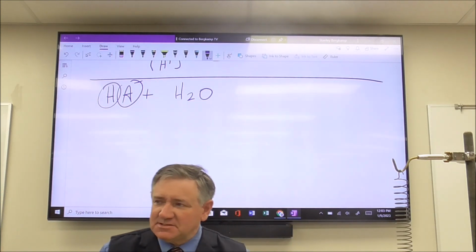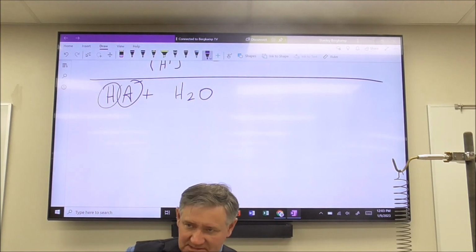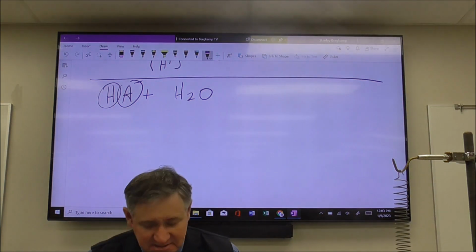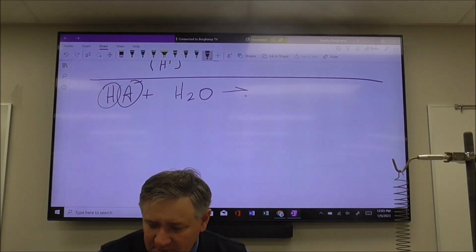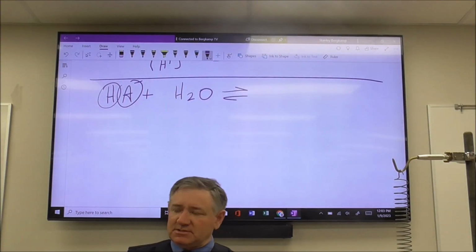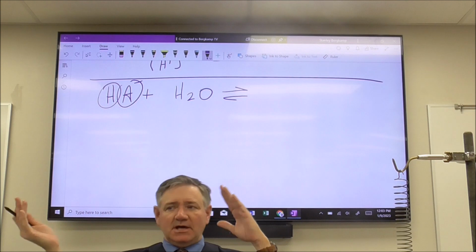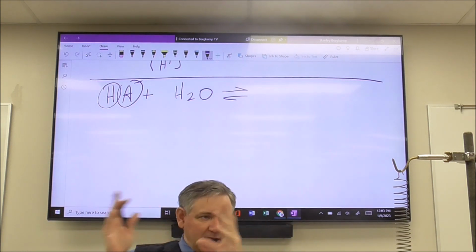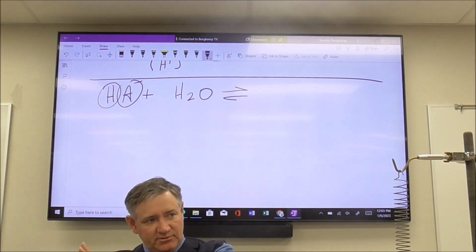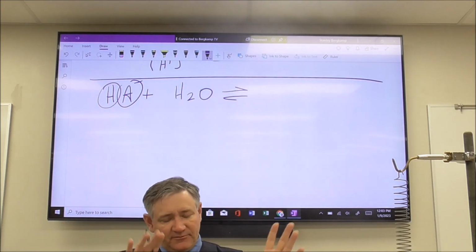So if it's a weak acid, what that means is that I'm going to put first off a double set of arrows. When I put the double set of arrows, that means that this reaction can go back and forth. It doesn't always go in one direction. This reaction can go back and forth.